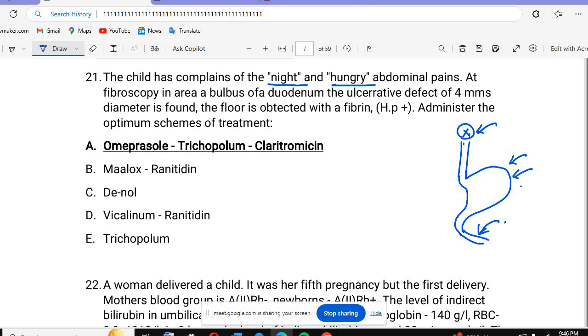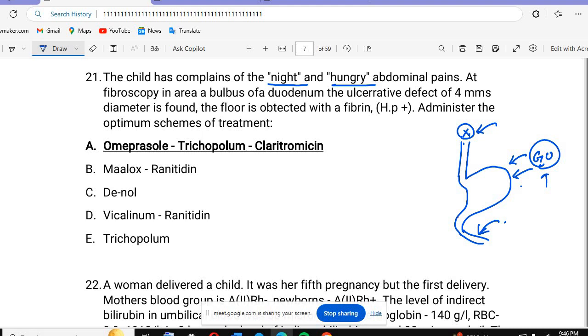So in this question we can have both conditions. This is the case of Helicobacter pylori, because Helicobacter pylori can cause both gastric ulcer and duodenal ulcer. Basically they cause peptic ulcer, and in peptic ulcer we can have both gastric ulcer and duodenal ulcer. If they talk about gastric ulcer, we will discuss it further when the question comes.